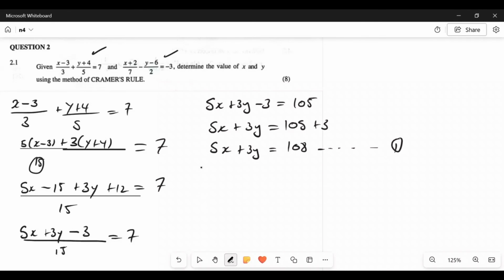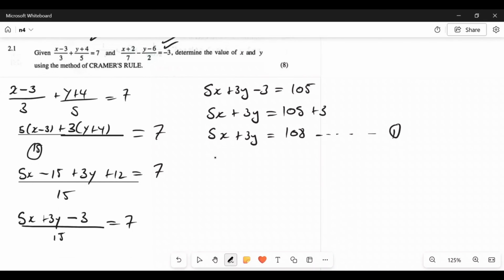Now we need to simplify equation 2. We're going to continue underneath. Let me create some space a bit here. The second equation is going to be (x plus 2) divided by 7 minus (y minus 6) divided by 2. All this is equaling to negative 3. Again, here we need to find our LCD. Our LCD here is 7 multiplied by 2. That is going to be 14.